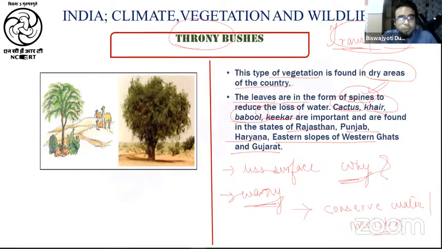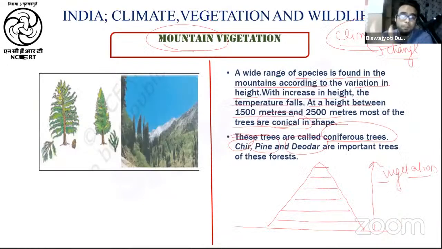Then we have talked about the thorny bushes, and there we have understood why the leaves are in the form of spines, because it has less surface, it has a waxy coat, and because of that it lessens the process of transpiration, that is, loss of water from your plants, right?